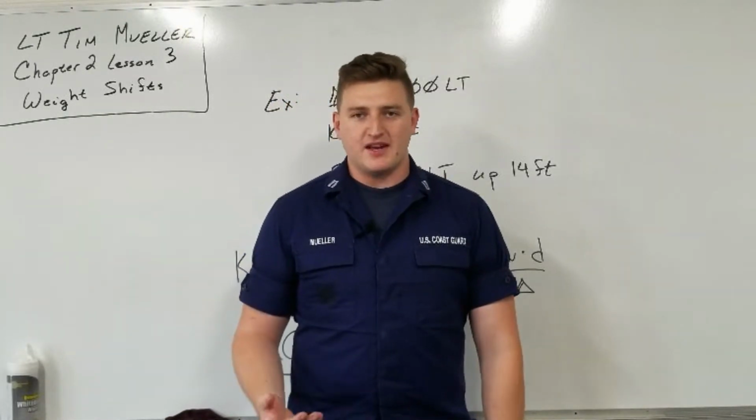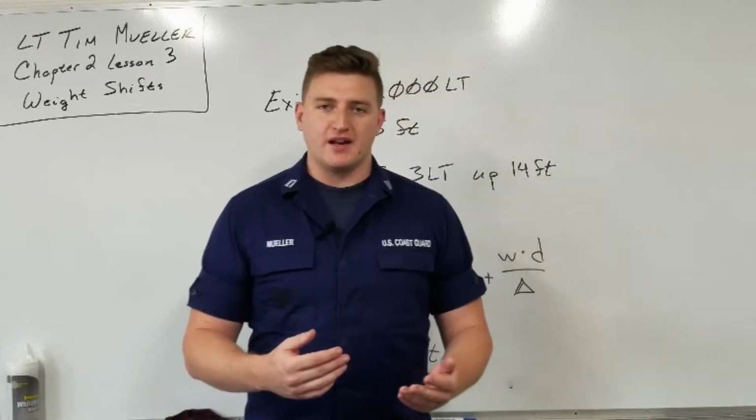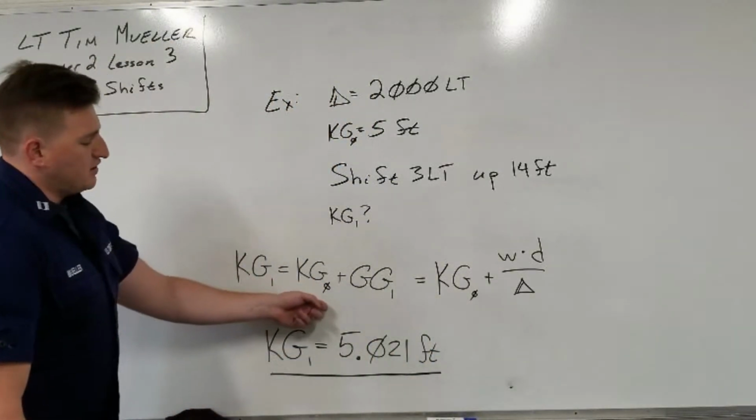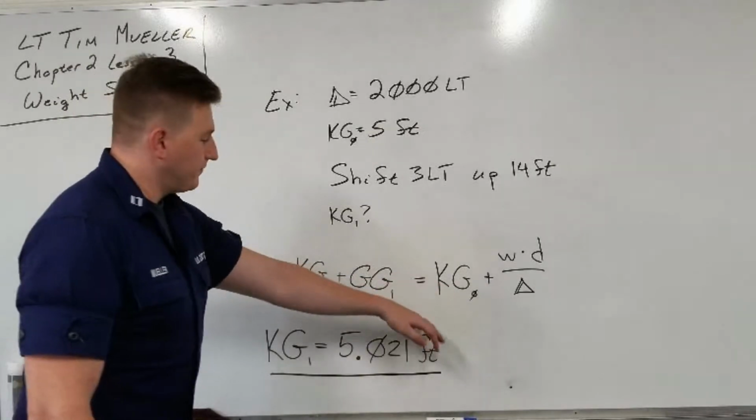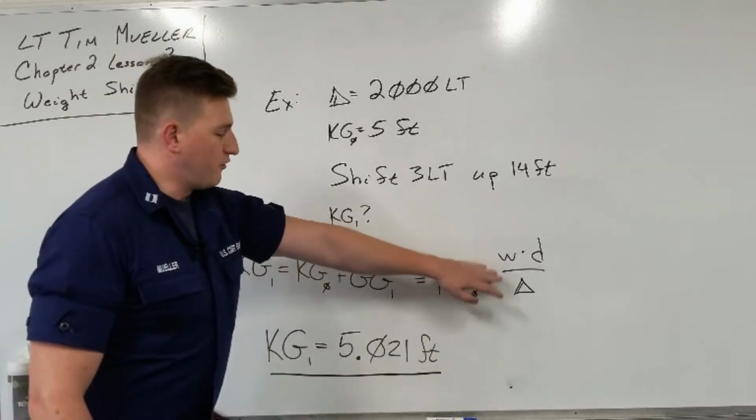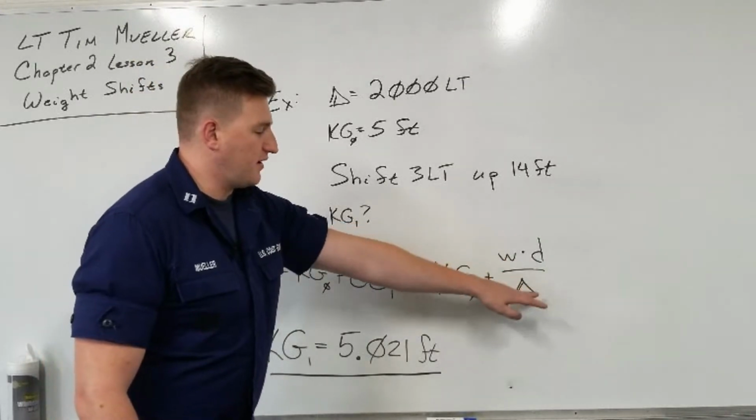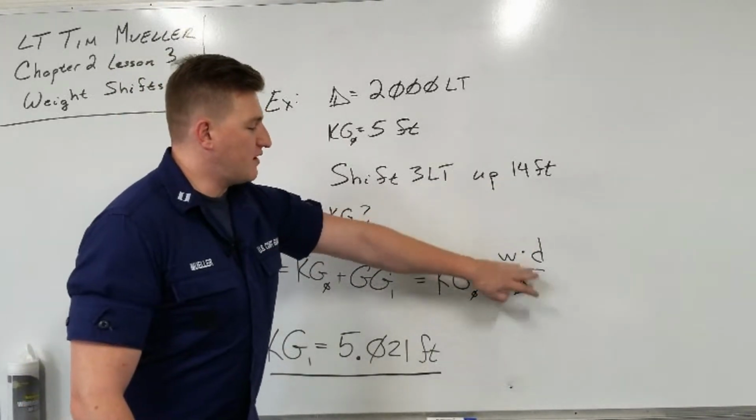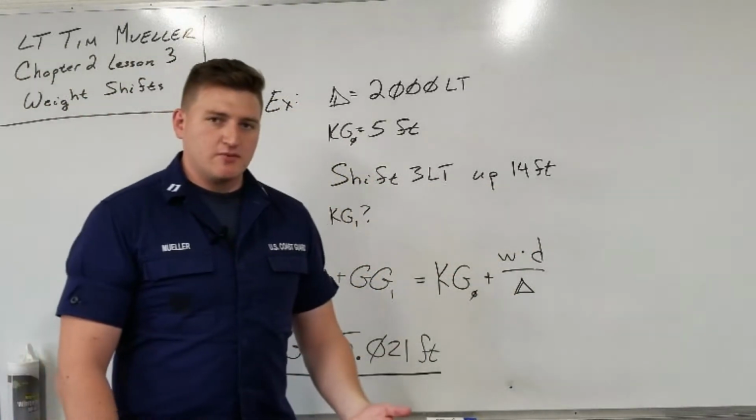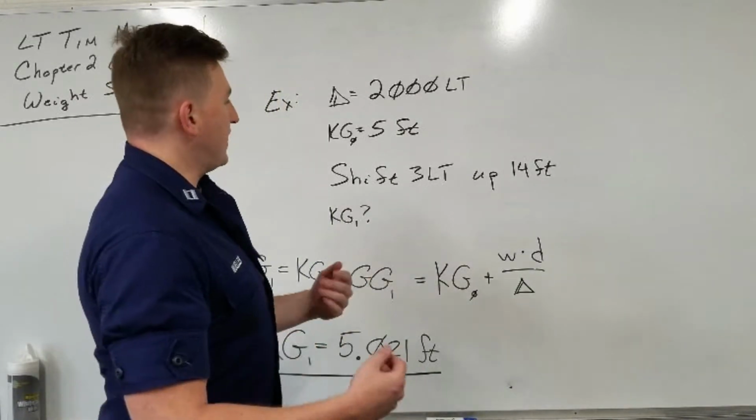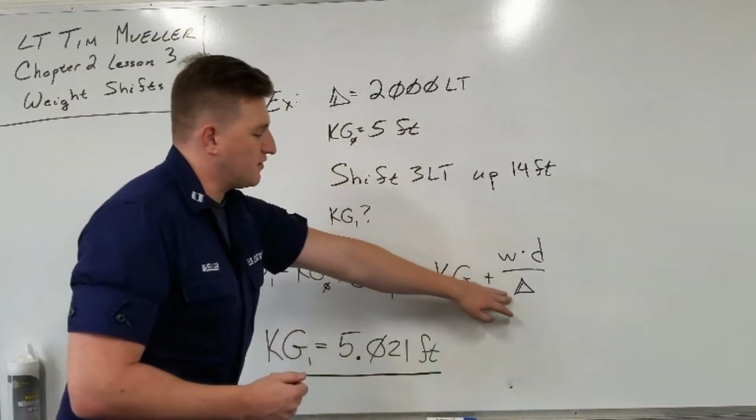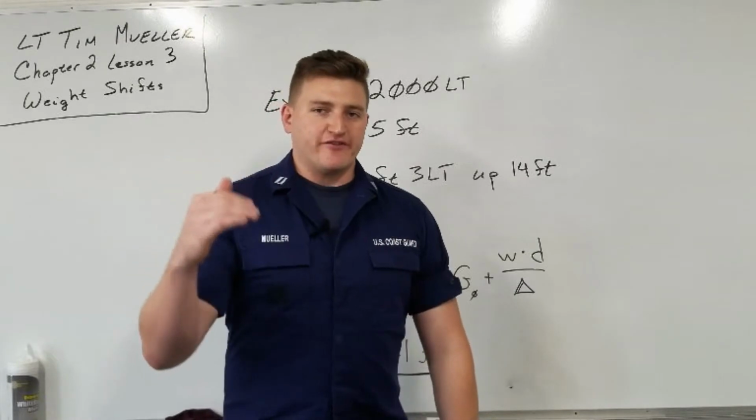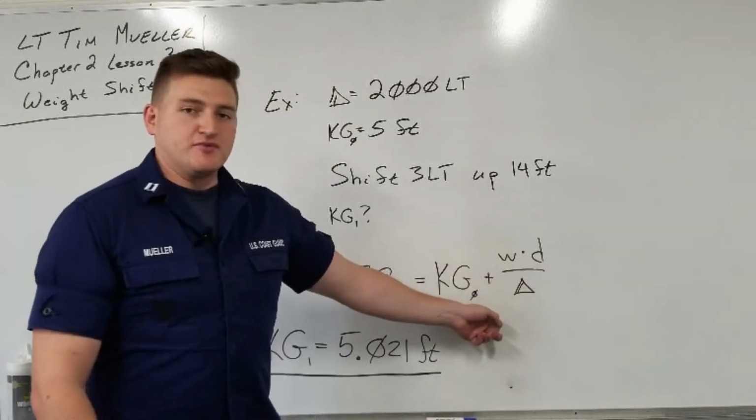We know that the new KG is just going to be the old KG plus or minus the change in the center of gravity that we're going to calculate. So KG1 equals KG0 plus GG1, that's what we had mentioned earlier, equals, just substituting the formula in, KG0 plus W times D divided by displacement. Now we have all this information. 3 long tons goes to W, 14 feet goes to D. Displacement is not going to change. We'd already mentioned that in another video. When you have a weight shift, you're not going to change your displacement. So our 2,000 is going to go down there, and we're adding it because we're shifting up 14 feet. If we had a shift down, that D would be negative, and so we'd be subtracting this.